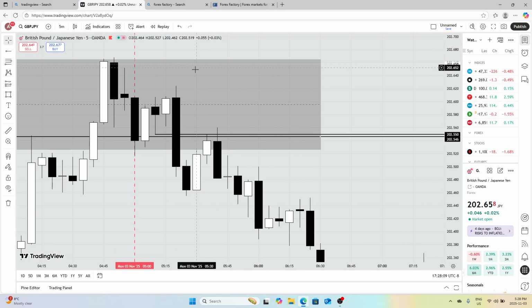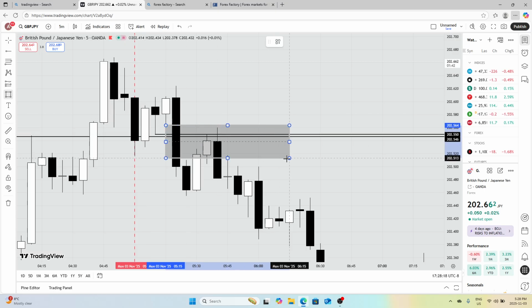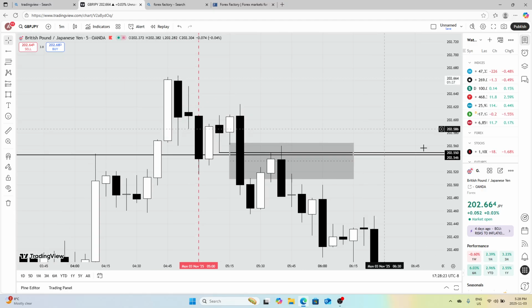So I'm waiting for more continuation confluences. Now I'm waiting for a fair value gap retracement and equilibrium, and fortunately, I get both of those. So I'm just going to delete this. We create this 5-minute fair value gap, and I'm waiting for price to retrace and get a bearish reaction out of it.